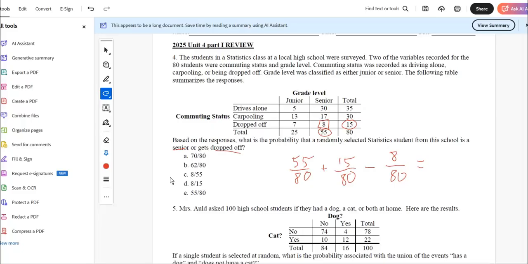So I think that would be 62 out of 80, which they nicely simplified for it. Did not simplify, so I like that better. That was just easier for us. And normally you'd simplify that.